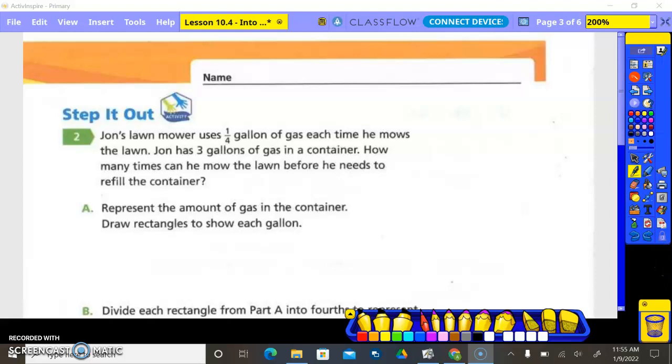Step it out. Number 2. John's lawnmower uses 1/4 of a gallon of gas each time he mows the lawn. John has 3 gallons of gas in a container. How many times can he mow the lawn before he needs to refill the container? So we have 1/4 of a gallon, 3 gallons, and then how many times can he mow the lawn before he needs to refill the container?